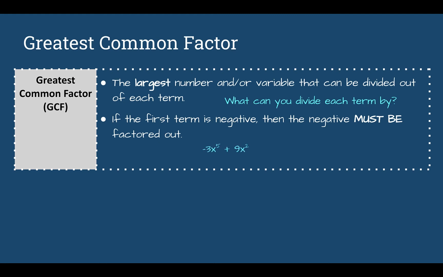So for example, if you had negative 3x to the fifth plus 9x to the second, here we can see that first term is negative. So when I'm factoring everything out, I just need to make sure I pull out a negative as part of my GCF because that first term is negative.